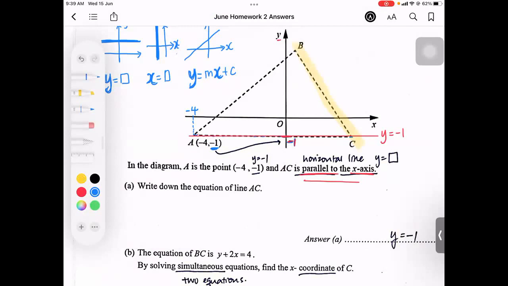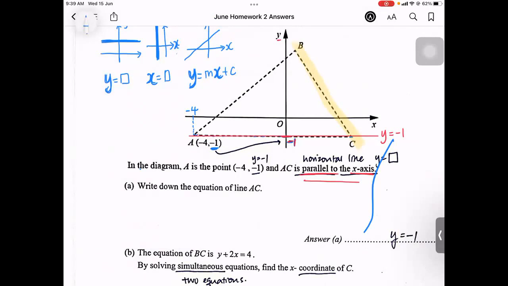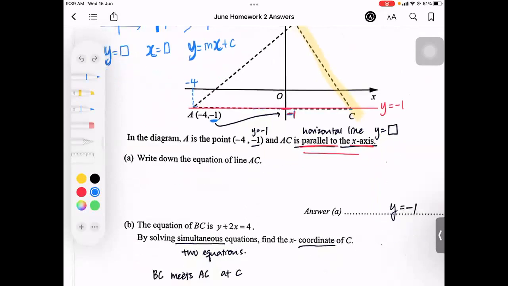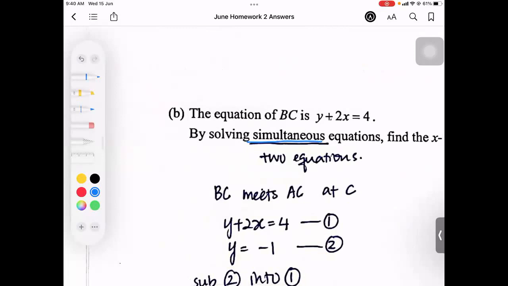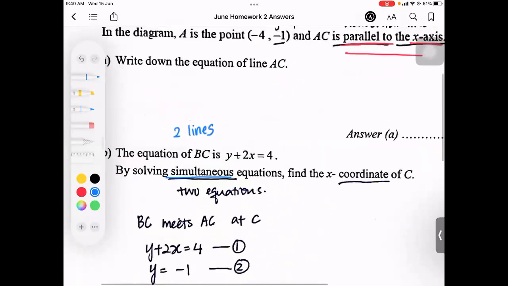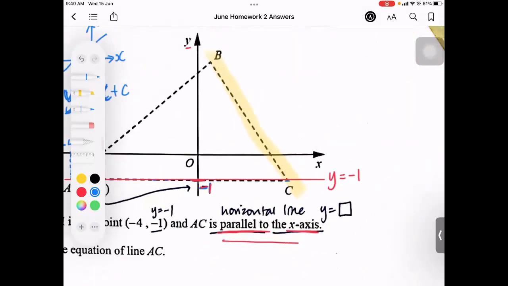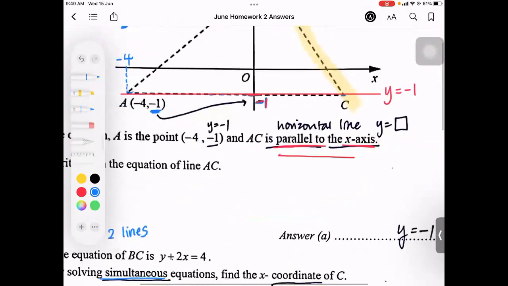And you have, by solving simultaneous equation, what does solving simultaneous equation mean? Let me try to undo this scribble. Solving simultaneous equation means there are two equations. Why are there two equations? If there are two equations, it means there are going to be two straight lines. What are the two lines? The first one I have identified, BC, the one in yellow color, right? Then where's the second line?